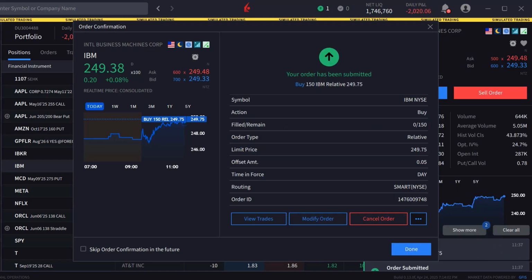Once sent, if not filled, the investor can view trades, modify the order, or cancel the order from the order confirmation screen. If the investor clicks on the three dots next to Cancel Order, they can pause execution, duplicate the order, or create the opposite order ticket.